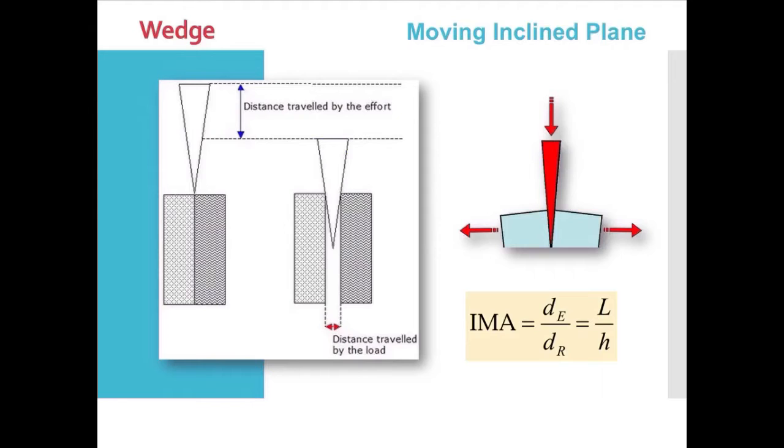The distance effort is the distance traveled by the wedge. So the maximum distance that the wedge can travel is going to be the length of the wedge. So we're going to measure the length of it, not the hypotenuse like we did with an inclined plane, but instead we want to go from the larger end to the smaller end, just finding the length of it.